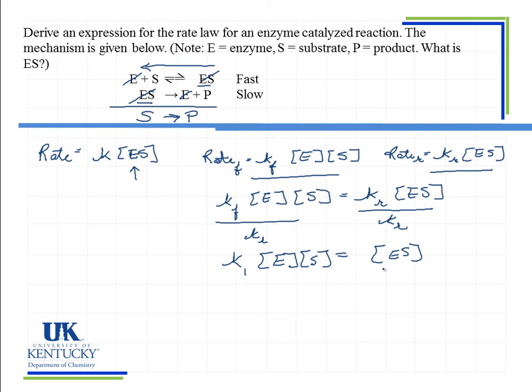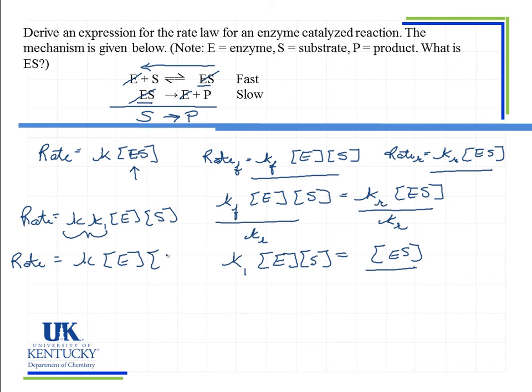Now what I can do is replace the ES in this reaction. And that's going to give me rate is equal to K and then let's put that K1, E times S. Well, we can combine our K's into another K. All right, so we have rate is equal to K times E times S.